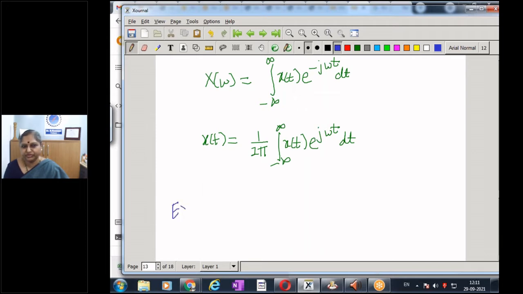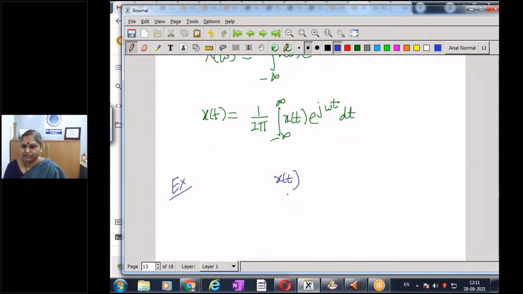We will try to compute the Fourier transform of a signal. You have seen how to get the Laplace transform H of S from the differential equation, and from H of S, how to get H of omega. Now we are taking a signal, and from the signal, how to get the Fourier transform. Everything will give the same result. Only thing, this is a signal and it is not representing a system. So I will take a very simple example now.